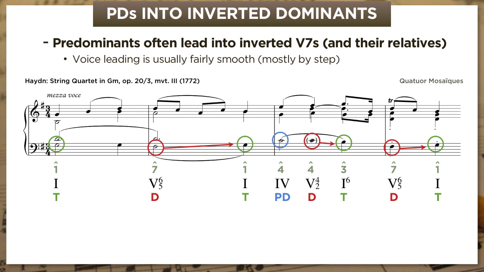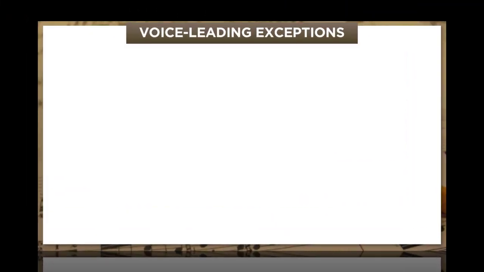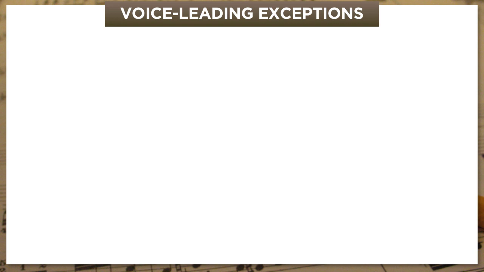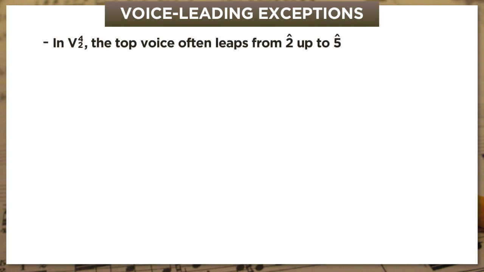Okay, one last thing. My hope here was to make clear that the voice leading of inverted 5/7s was easy and pretty predictable. But there are 2 really common exceptions we want to touch on. The first has to do with 5/4/2. In 5/4/2, the top voice often leaps rather than moves by step, usually from scale degree 2 to scale degree 5, while the other voices do their thing and move smoothly.